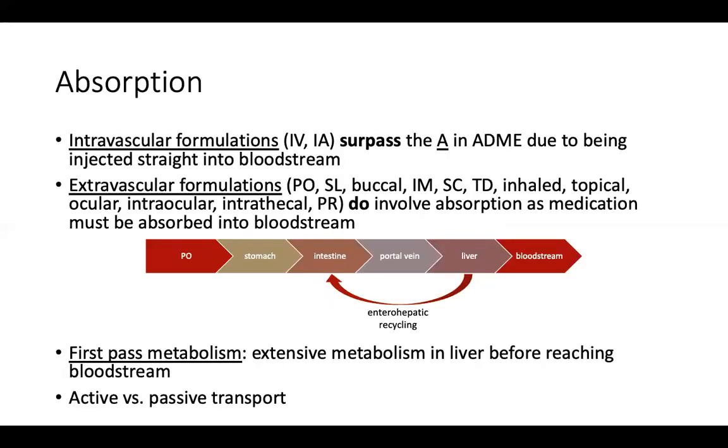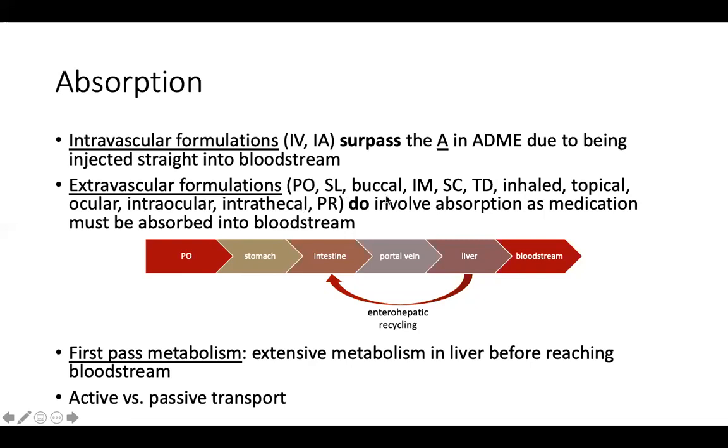For absorption, we're going to get into that first. We see intravascular formulations and extravascular. Intravascular might be IV or IA, and they actually surpass the absorption in ADME because they're going straight into the bloodstream. If we jump down to the visual I have, you can see that here: you're bypassing the stomach, intestine, all of this, right into the bloodstream.